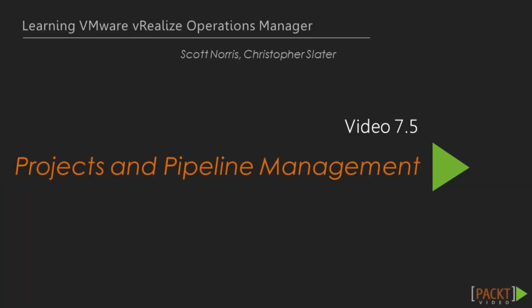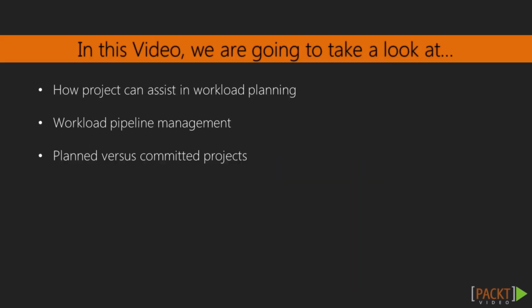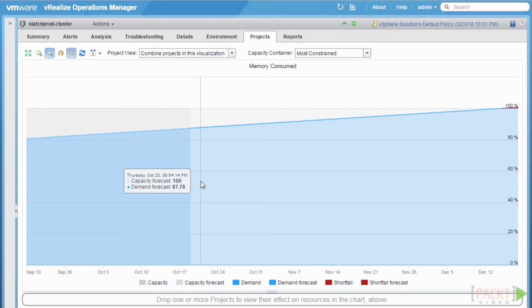In this final video under Capacity Management, we're going to look through the exciting feature of projects and pipeline management. In this video, we're going to take a look at how projects can assist in workload planning, workload pipeline management, and the difference between planned and committed projects. Projects are a new feature of vRealize Operations Manager 6.0 that replaced the old what-if functionality from vROps 5.x. A project is an upcoming change to your environment that affects either the supply or demand, or both, of capacity.